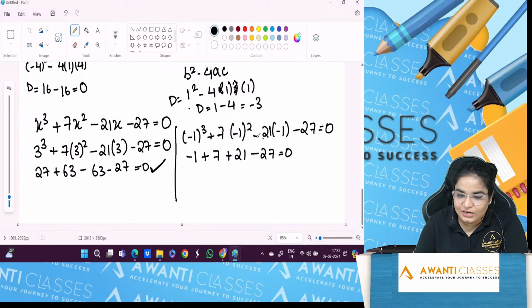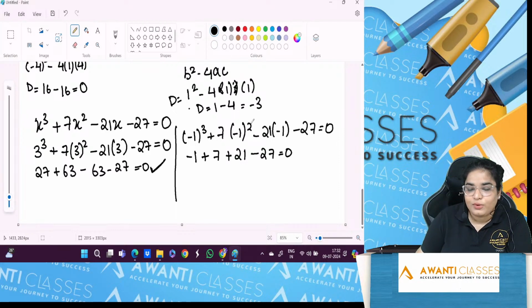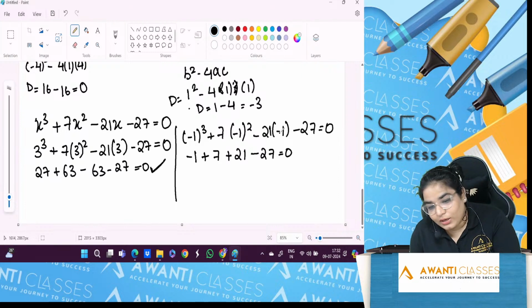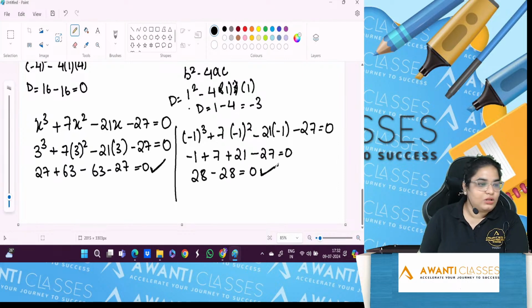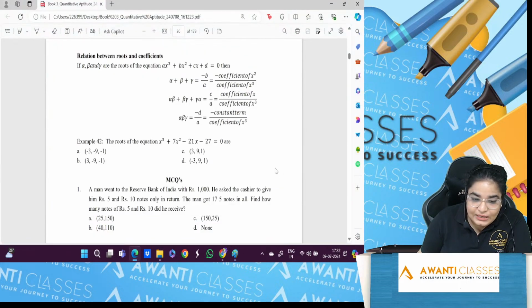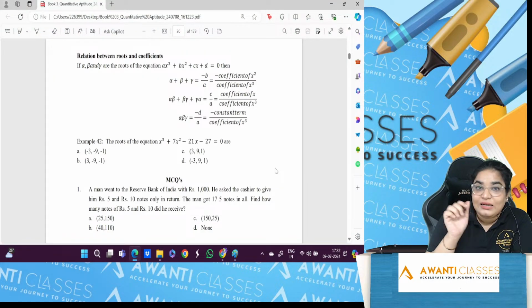Minus 1 cube is minus 1, plus 7, minus, minus 21, minus 27. Is everybody understanding? Minus 1 square is 1. So 7 will remain positive. Minus 1 makes the minus 21 plus 21. Yes or no? Minus minus plus. So minus 1 plus 7 plus 21, 28. Minus 1 minus 27, minus 28. 0. Correct, no? So the answer is B, 3, minus 9, minus 1.